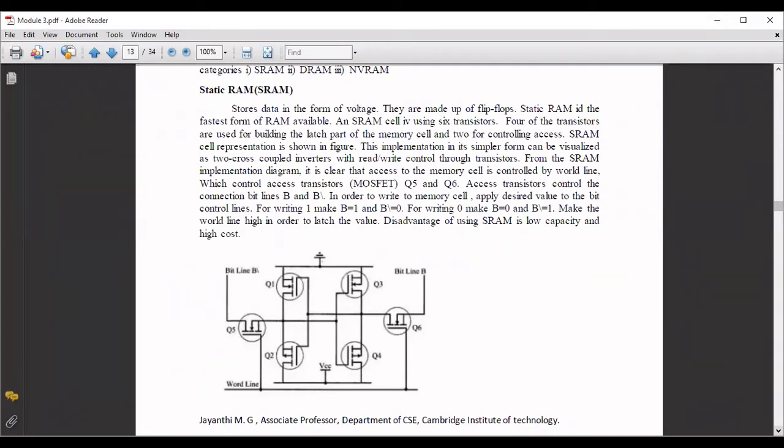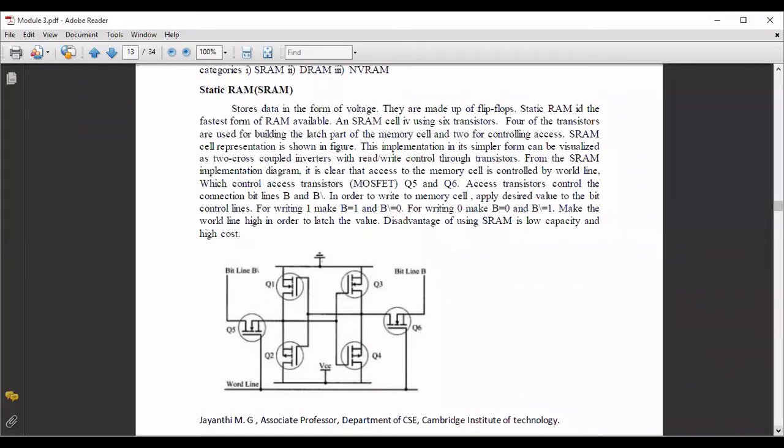In the same way, the 2 control transistors are connected to bit lines also. Bit lines are represented as B and B bar. Whenever you want to write some value into the memory cell, you have to apply the desired value to the bit control lines. These bit control lines are used for storing a value, either 0 or 1, into the chip.